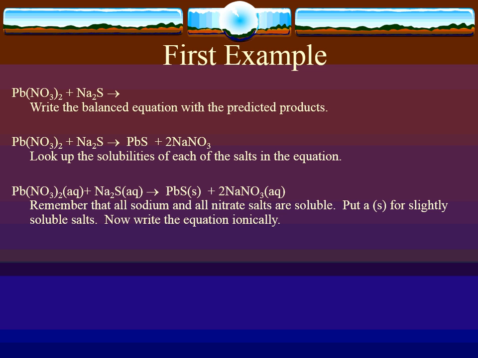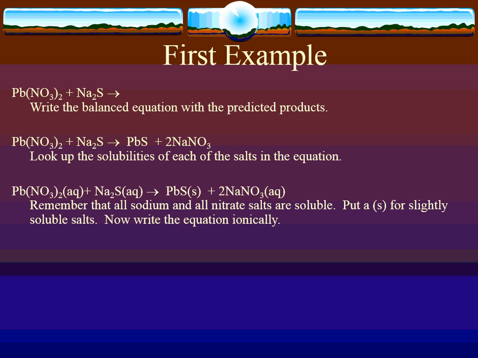Now what I'm going to do is look up the solubilities of each salt in my solubility chart. And I see that my lead(II) nitrate and my sodium sulfide are both soluble, so they're aqueous. I put an (aq) behind them. My lead(II) sulfide is a solid, and my sodium nitrate is aqueous.